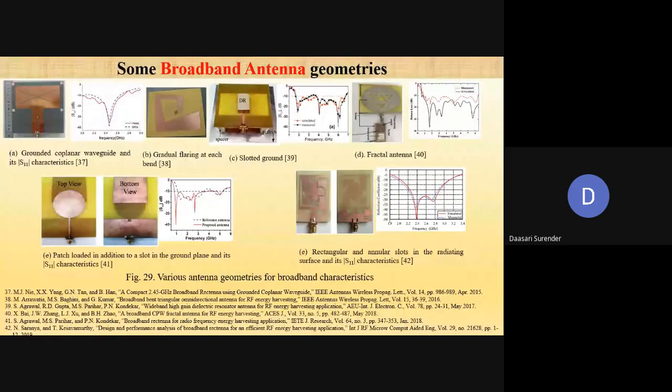And a slotted approach in the ground plane, using a DRA, dielectric resonator antenna with slotted ground, also achieves a wide band. And the fractal antenna, that is slotted fractal geometry. And the next one is patch loaded in addition to a slot in the ground plane. Here the patch antenna is placed on top of the substrate, and partial grounding with a notch is also used. And the next one is rectangular and annular slots. These are the various approaches used for getting the broadband characteristics of the antenna.